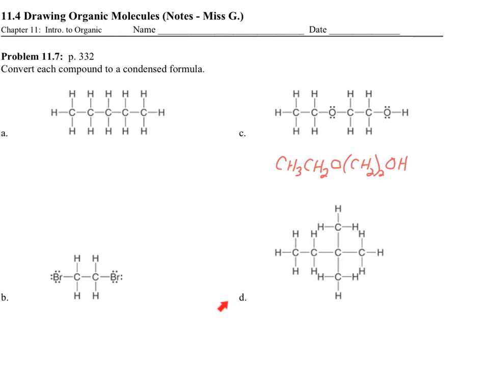Now we'll take a look at letter D. I see a CH3 group, then a CH2 group, so I'll condense that first. Next, I see this carbon, and it's surrounded by 1, 2, 3 CH3 groups. So I'll draw the carbon and then put the 3 CH3 groups in parentheses with a 3 beside it. And there we have it.